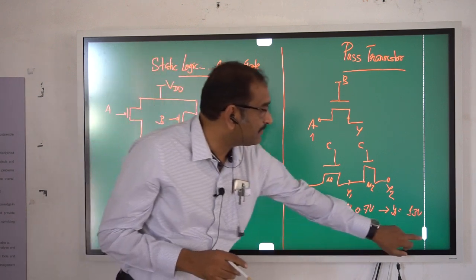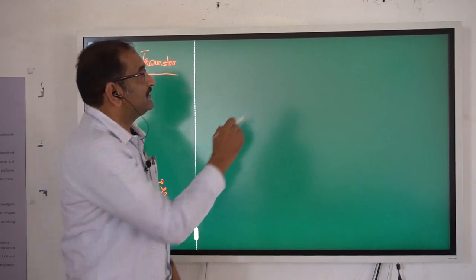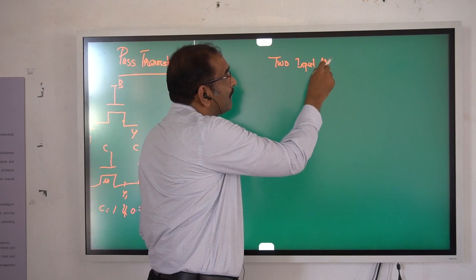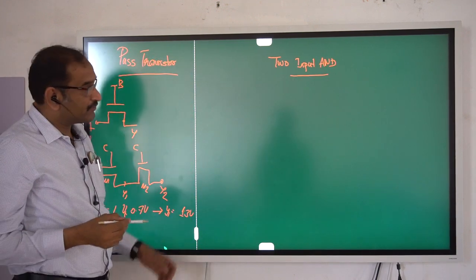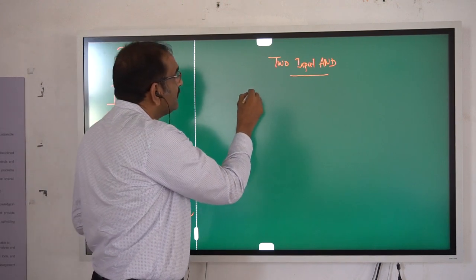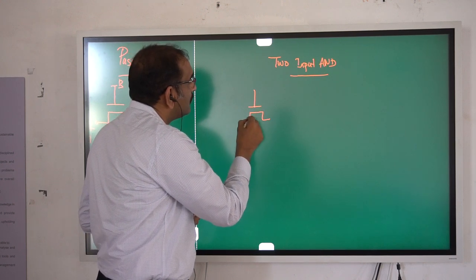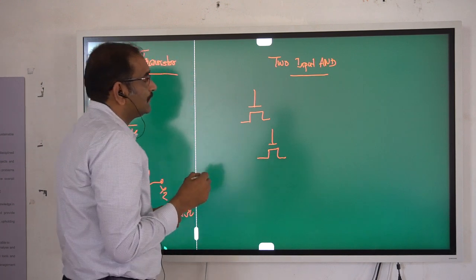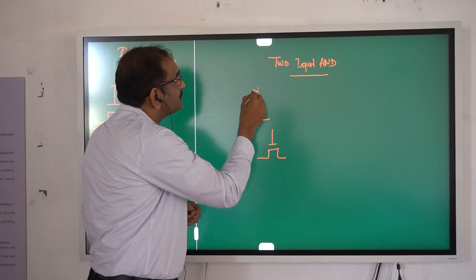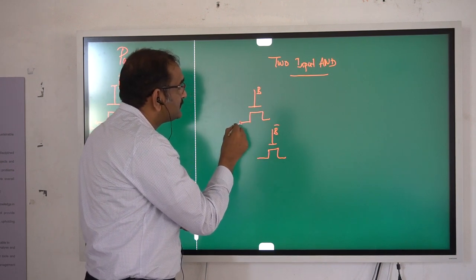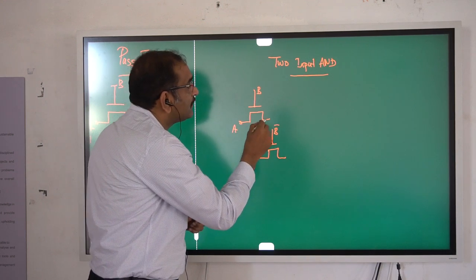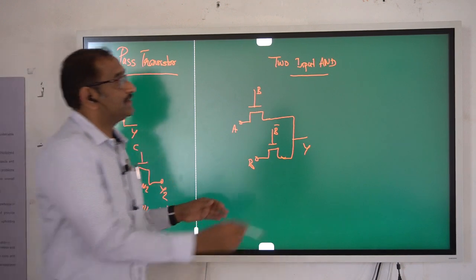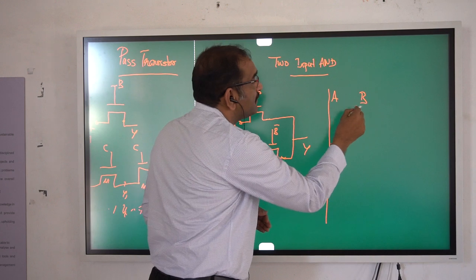The next point is, we are implementing a 2-input AND gate using pass transistor. It's a 2-input AND, so definitely there are 2 inputs, A and B. This is B and this is B bar. This is my A, this is my B. You join these 2 points and this is my Y output, and let us see the outcome of this. This is A, this is B, and this is my Y.